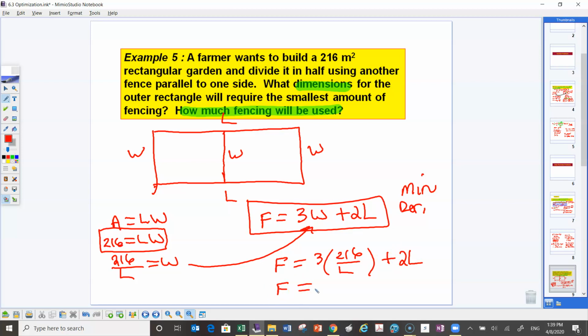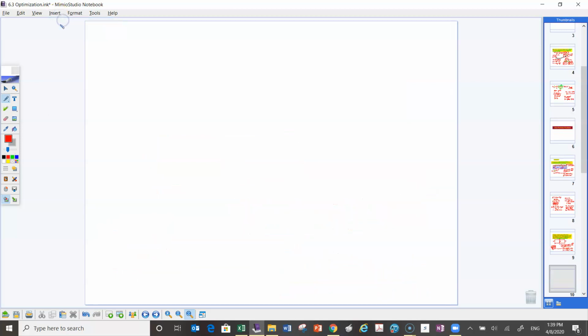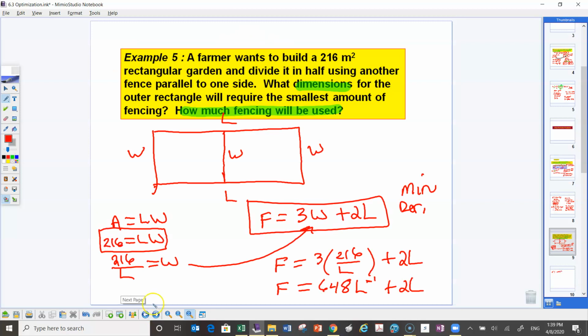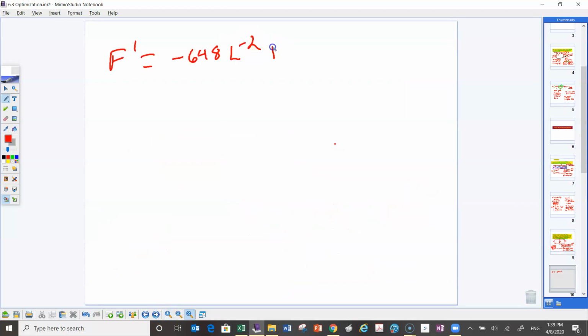And if I multiply 216 times 3, I get 648. And I'm going to move that L up to the numerator, so it becomes L to the minus 1 plus 2L. Now I have it ready to take the derivative. So now to figure out f prime, I bring the negative out front, so negative 648 L to the minus 2 plus 2. And that is the derivative. So if I rewrite this, this is negative 648 over L squared plus 2.